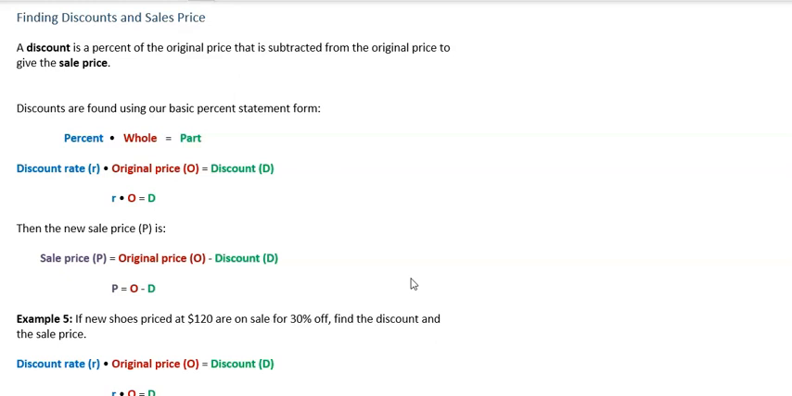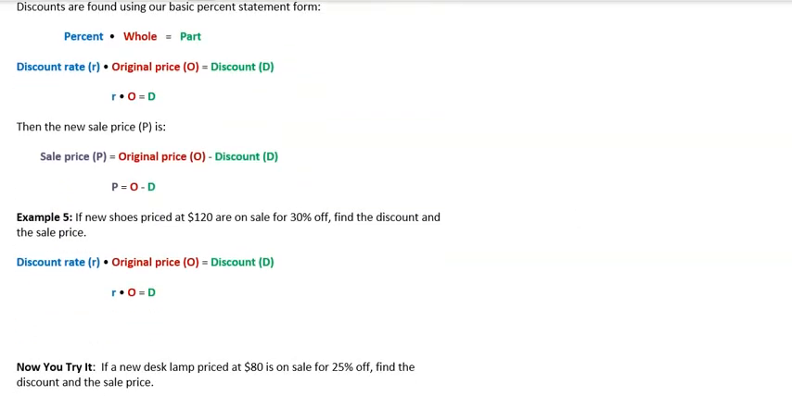Okay, so be careful of what these questions are asking. Sometimes it asks you for the discount, sometimes it asks you for the new price. So if new shoes are priced at $120, so this is the price, they're on sale for 30% off, find the discount and the new sales price.